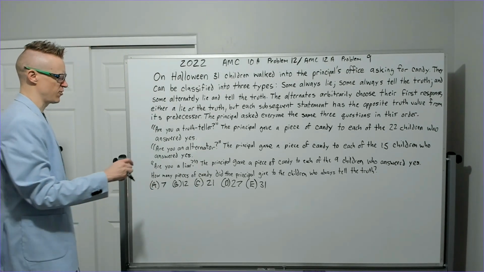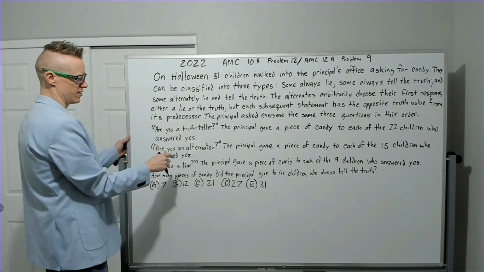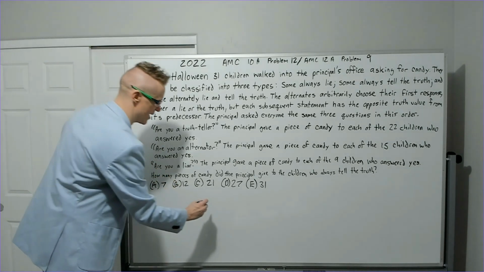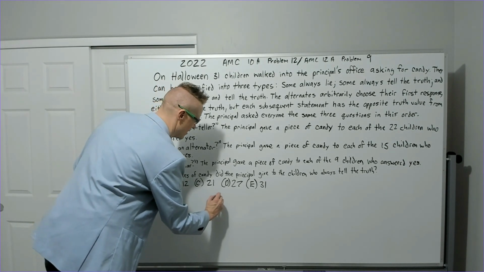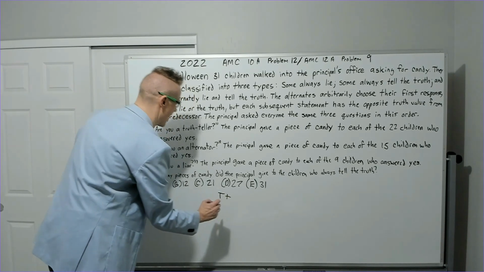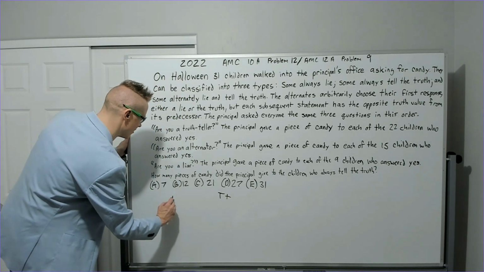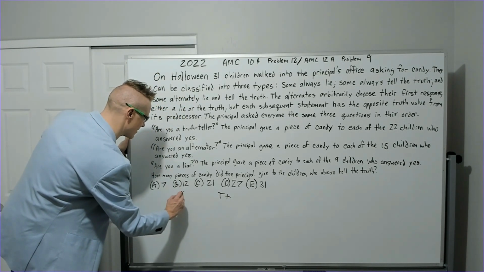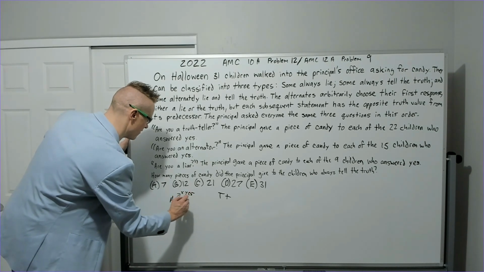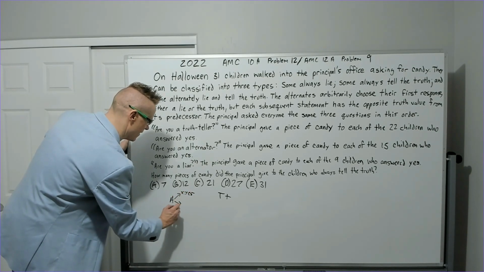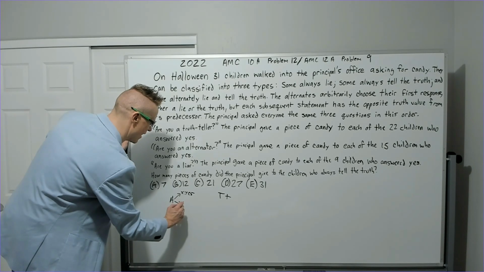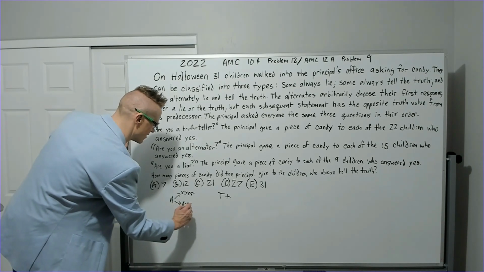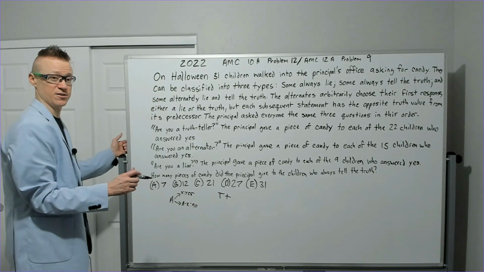So let's think about these. First off, are you a truth teller? The truth tellers are going to say yes. So we're going to call them T, and for A, the alternators, I'm going to have X say yes on the first answer, and then A minus X say no on the first answer, okay?